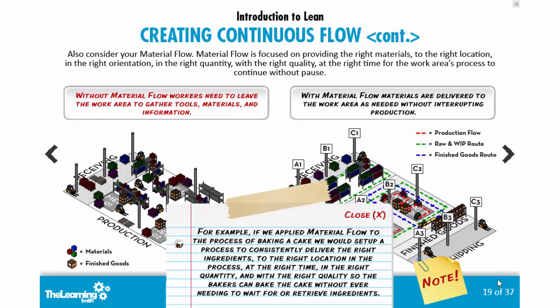For example, if we applied material flow to the process of baking a cake, we would set up a process to consistently deliver the right ingredients to the right location in the process at the right time, in the right quantity, and with the right quality, so the baker can bake the cake without ever needing to wait for or retrieve ingredients.